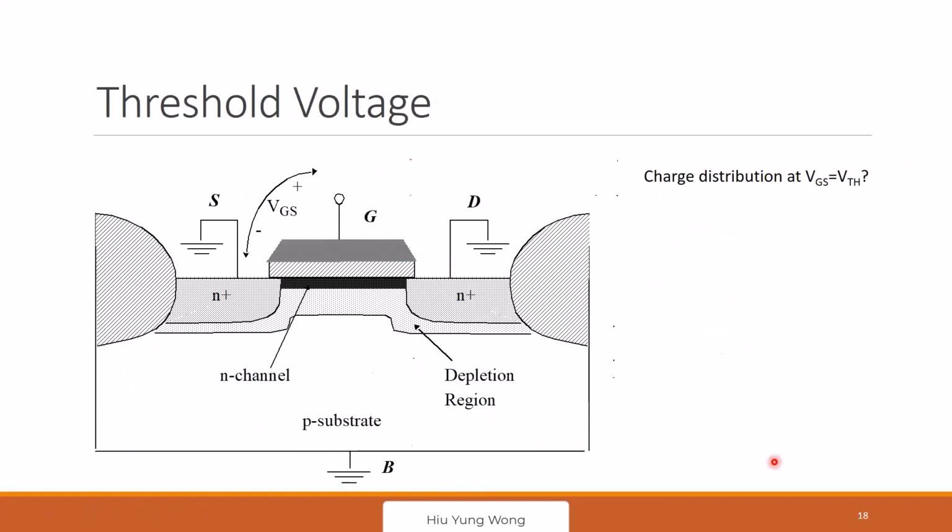Now, we talk about the threshold voltage, right? Once we increase the gate voltage and eventually reach the threshold voltage, it is after this that we start having the inversion layer. So right at this point, it has finished the depletion process. It's not depleting anymore.